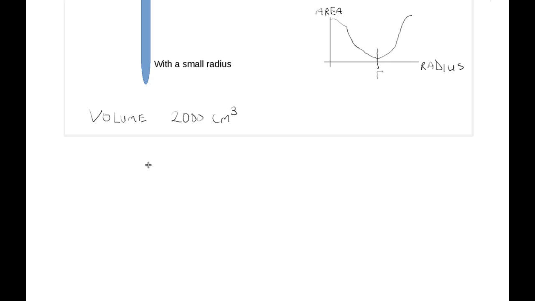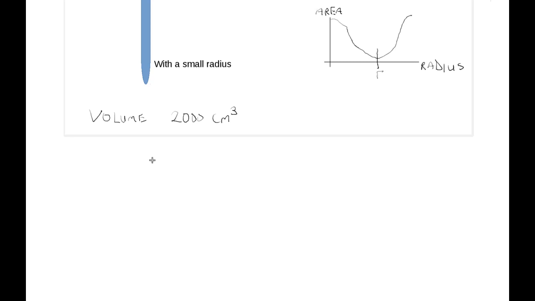So the easiest way is just to leave it the way it comes: cubic centimeters, cubic meters, cubic miles, whatever it is, and then your answer is going to be in the same units. So our length will be in centimeters, area will be in centimeters squared. Okay, so we've got volume is 2,000 cubic centimeters.